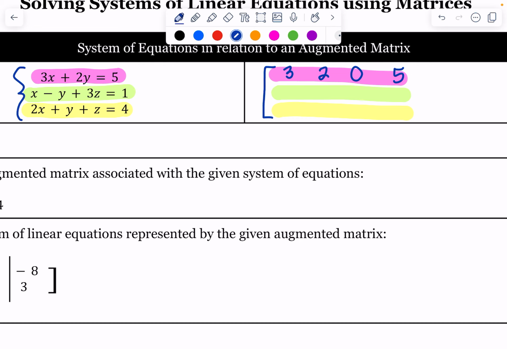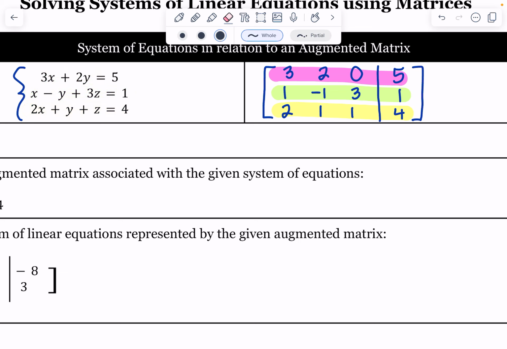For my middle equation, I have a 1 for X, a -1 for Y, a 3 for Z, and then equals 1. For my bottom equation, I have 2X plus 1Y plus 1Z is equal to 4. And then I'm going to close my matrix. It's augmented, and what that means is we have this line separating the left side from the right side, and that's just in place of the equal sign. Let me erase these highlights, but if you need to put those into your notes, go for it.